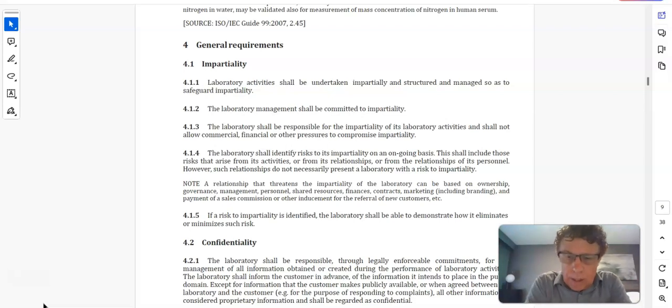So that's the first document that an auditor is probably going to want to see, a policy for impartiality. And if you don't know what to put into the policy, well, you kind of have the guidelines right here. Laboratory ABC undertakes impartiality, and its management is structured and managed so as to safeguard impartiality. That would be part of the policy. Our management at ABC Laboratories is committed to impartiality, and the laboratory is responsible for the impartiality of its activities, and we do not allow commercial, financial, or other pressures to compromise impartiality.